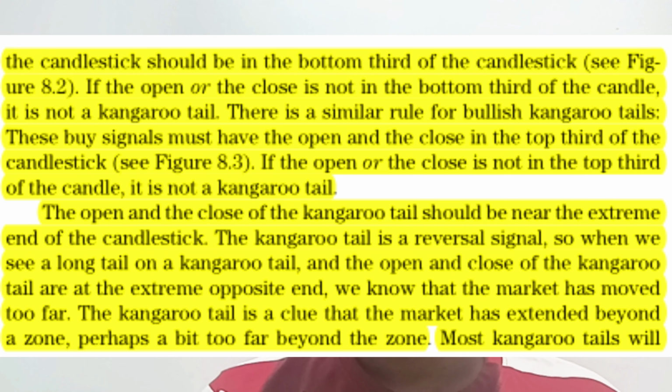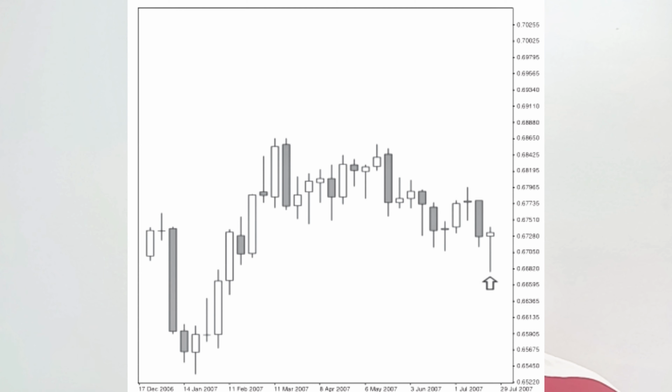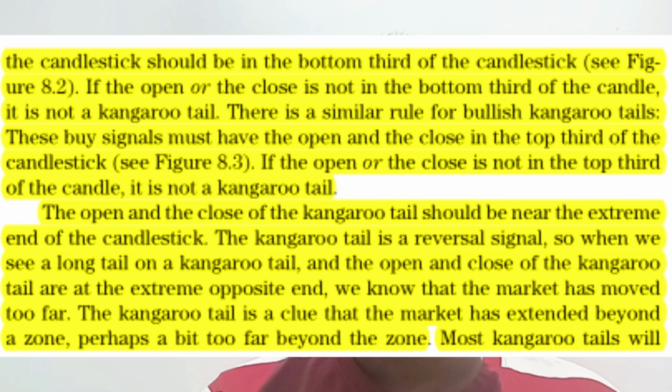There is a similar rule for bullish kangaroo tails. These buy signals must have the open and close in the top third of the candlestick. See in figure 8.3, if the open or the close is not in the top third of the candlestick, it is not a kangaroo tail. The open and the close of the kangaroo tail should be near the extreme endpoint of the candlestick. The kangaroo tail is a reversal signal.